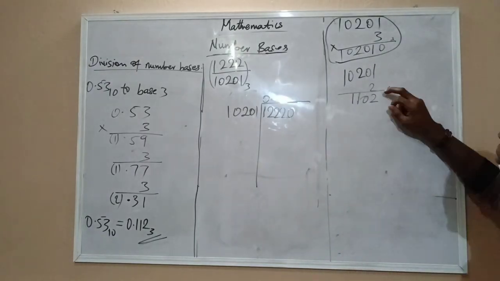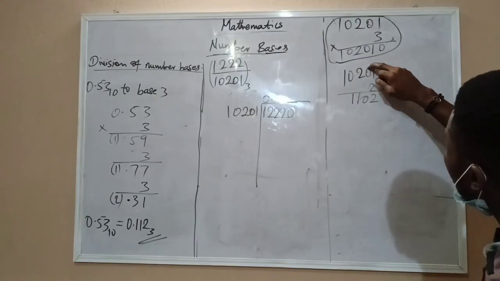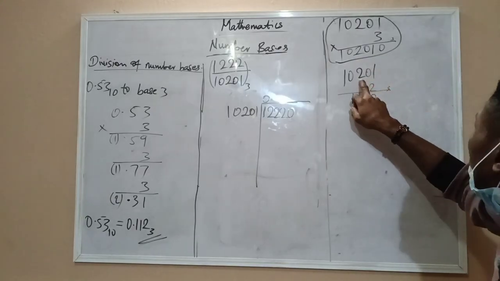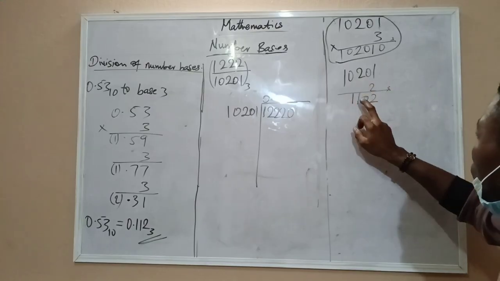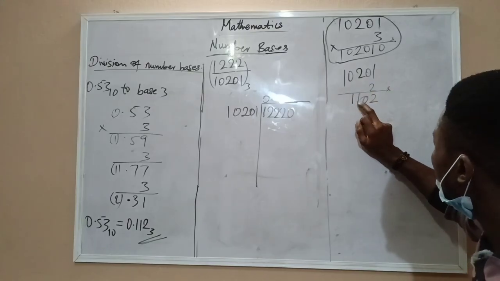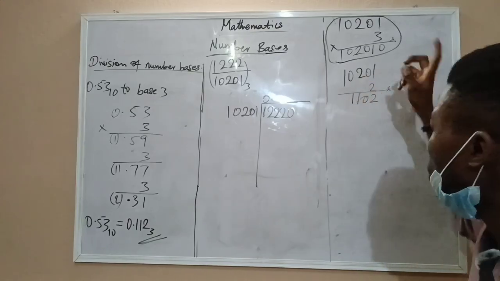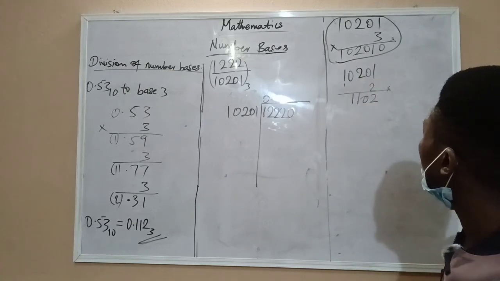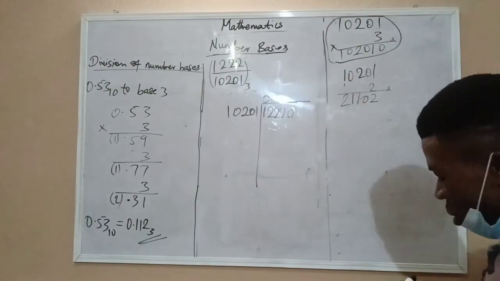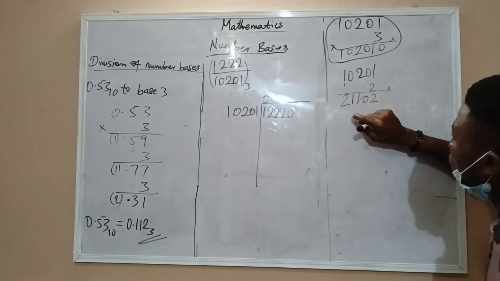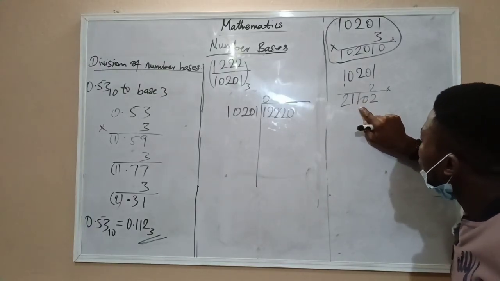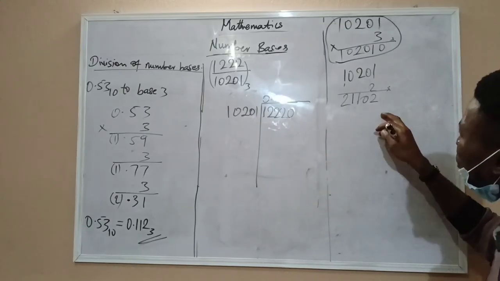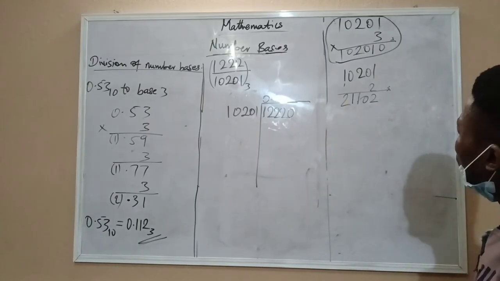Let me redo it: 2 times 1 is 2. 2 times 0 is 0. 2 times 2 is 4. 3 goes into 4 once, remainder 1. Write that 1. Then 2 times 0 is 0, but that remainder, write it 1. Then 2 times 1 is 2. Now let's see. This is now 21,102 if it is in base 3, but this is still 12,220. That means this one is still bigger than this one. So 2 did not go.